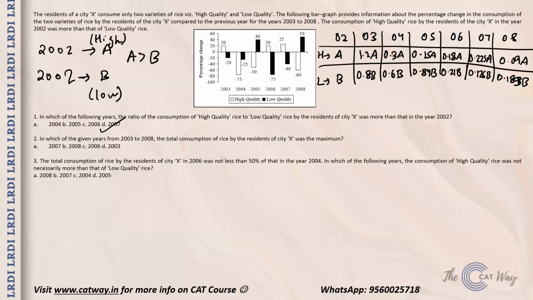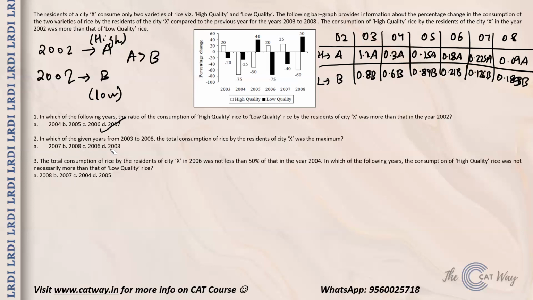Okay, remaining all the values are smaller, right? So if you calculate, guys, among the following options, one of them is your answer. If you see that high quality rice in 2003 is greater than high quality rice in 2006, you see in 2003 it is 1.2a, in 2006 it is 0.18a, in 2008 it is 0.09a, and in 2007 it is 0.225a. So 1.2 is obviously greater.